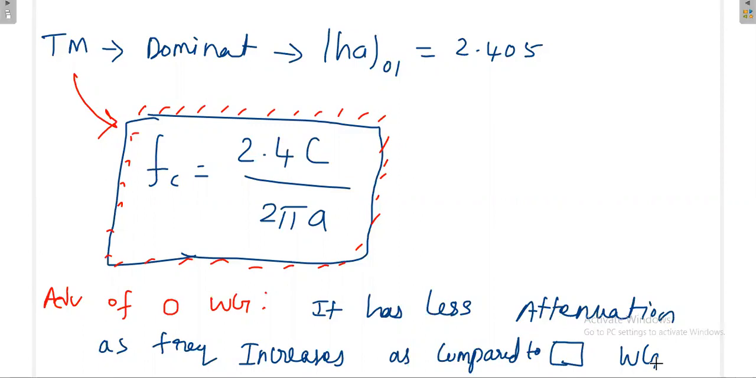But in general, why are we not using the circular waveguide? Why is the circular waveguide not preferred in general?